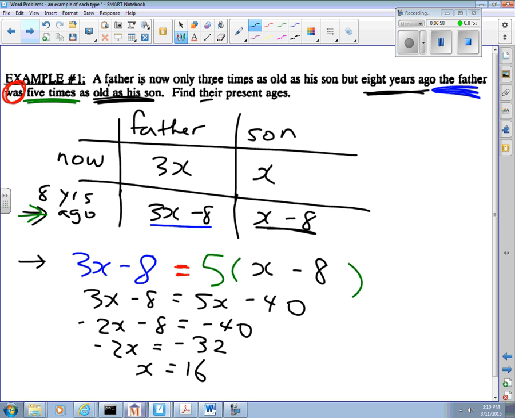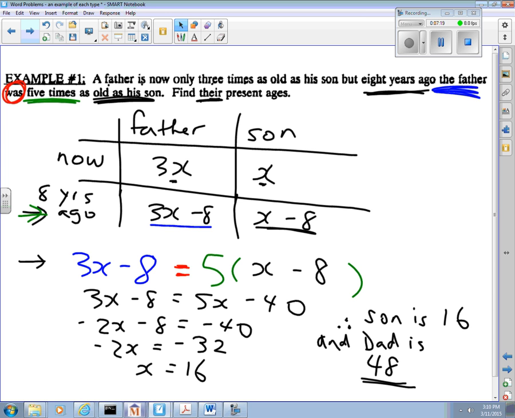Again, find their present ages. I've only got one. That tells me x, the son's age. So therefore, the son is 16. And how do you get the dad's age? 3 times 16. And dad is 48. Okay? And that's how you do age problems.